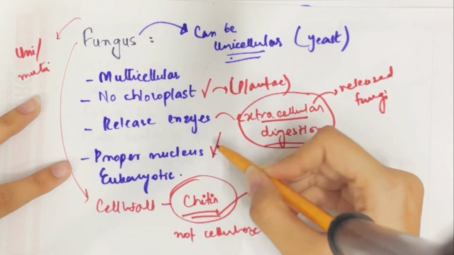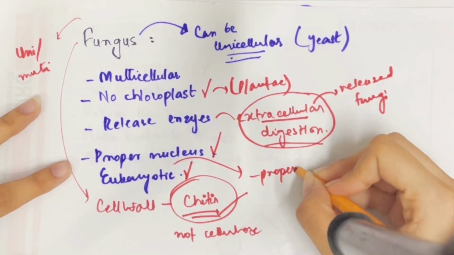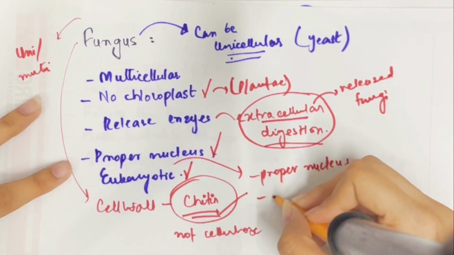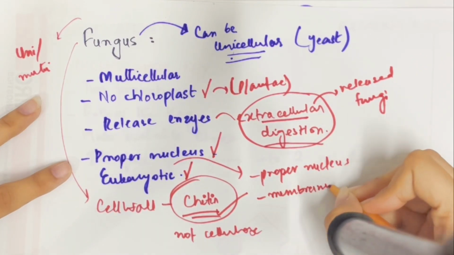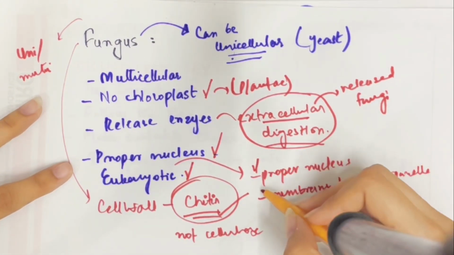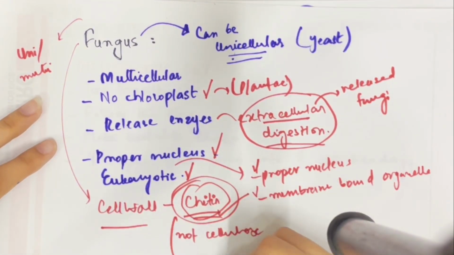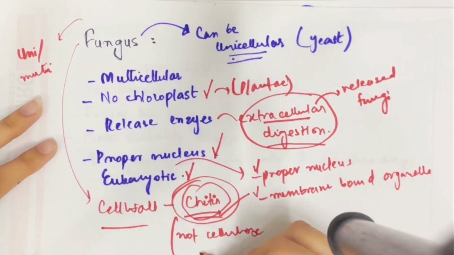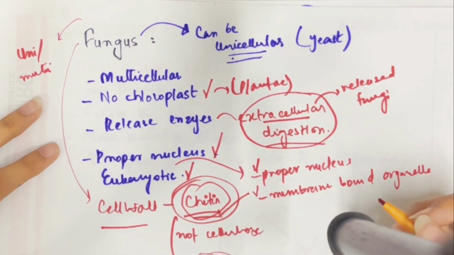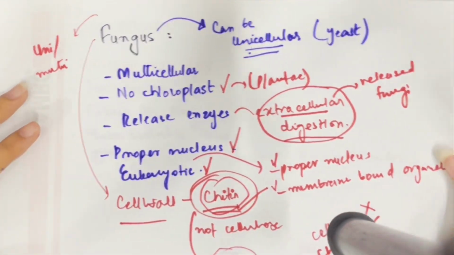They do have a proper nucleus, so they are known as eukaryotic. Eukaryotes are those organisms that consist of membrane-bound organelles or have a proper nucleus. These are the two characteristics due to which an organism can be termed either eukaryotic or prokaryotic. They have a cell wall made up of chitin. Similarly, we have learned that the cell wall of a prokaryote is made up of peptidoglycan, while the cell wall of fungi is made of chitin. It is not made up of cellulose. It is made up of chitin.